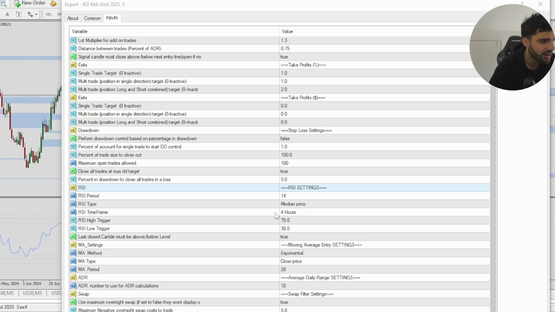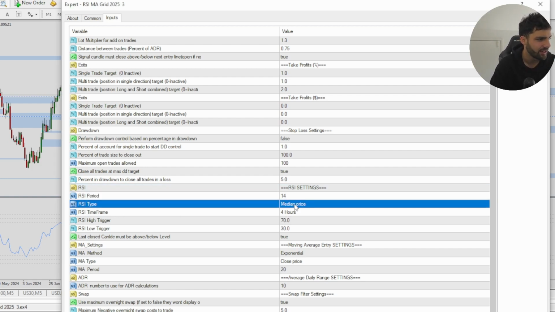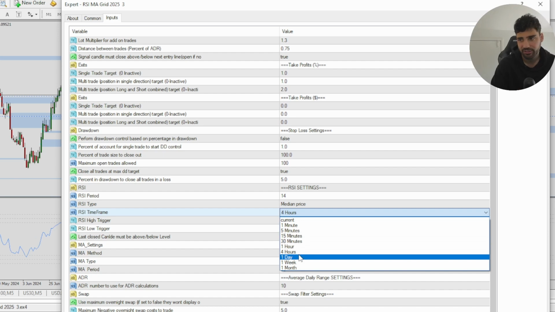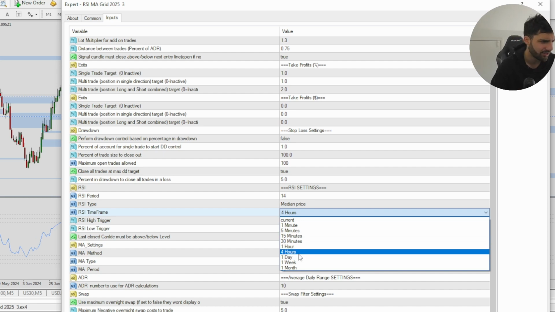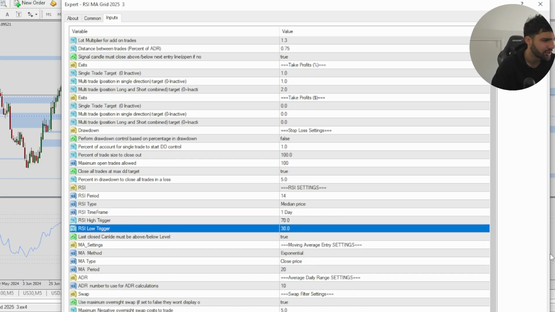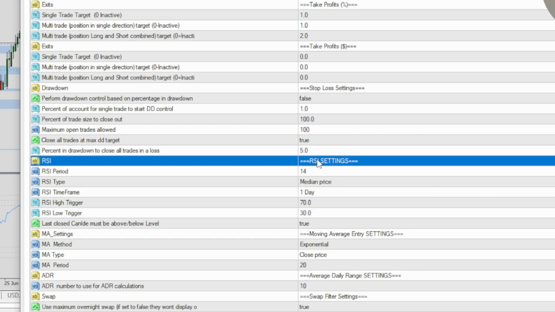Okay, here are the RSI settings. So obviously we can have a look at the RSI period, the type, what time frame it's actually going to look at. So this is our high time frame confluence. Obviously, the higher the time frame you look at, the better data you'll get. And we have our RSI high and low trigger. So all of this is customizable.